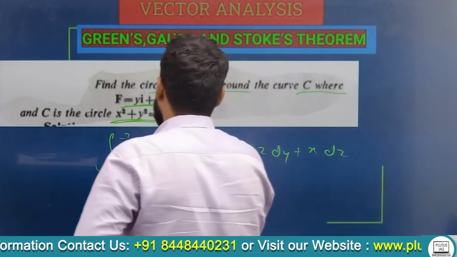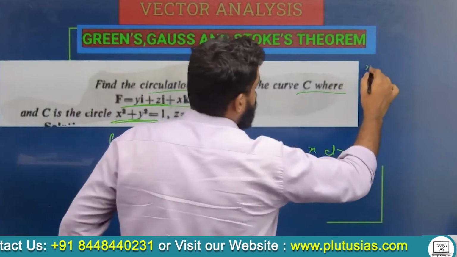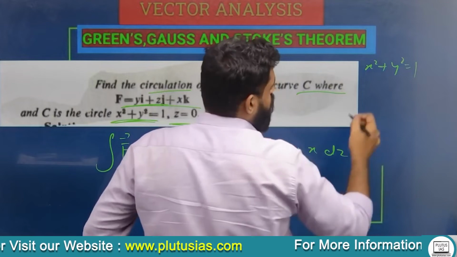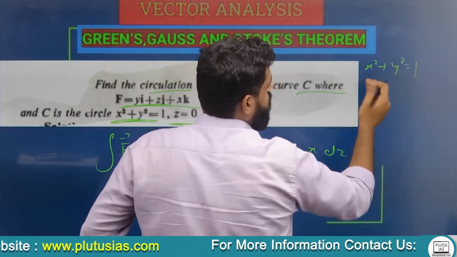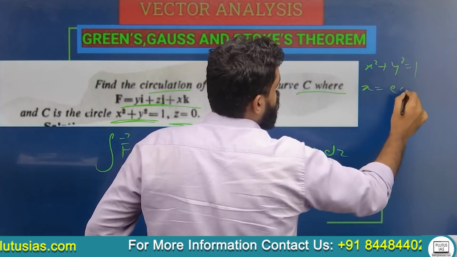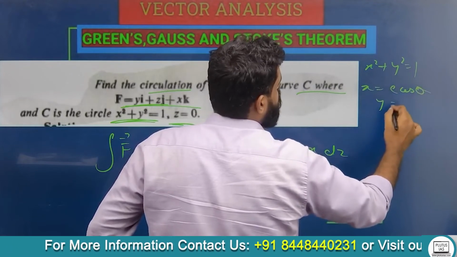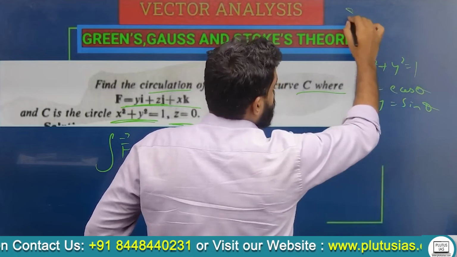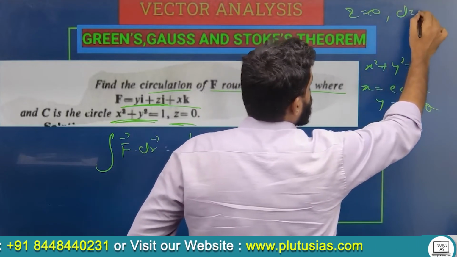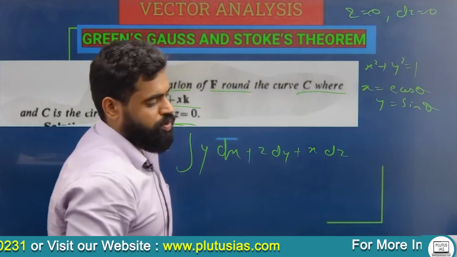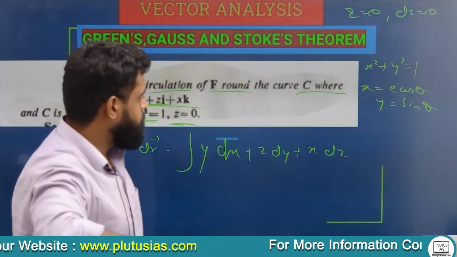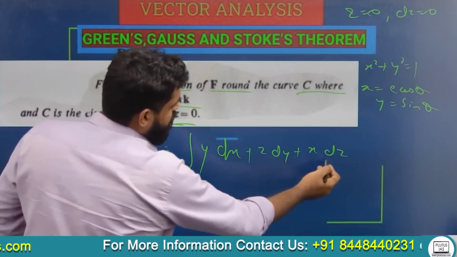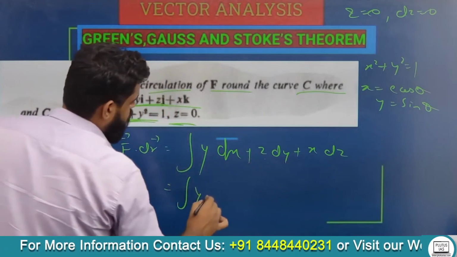So it is given x square plus y square equal to 1. In the case of a circle, it could be taken as x equal to cos theta and y equal to sine theta. And since z is equal to 0, dz will also be equal to 0. So what do we get here? If dz is 0 and z is 0, we have only y dx.